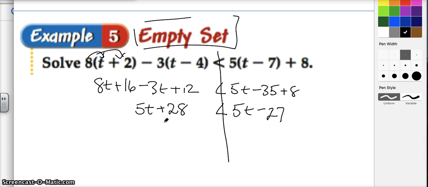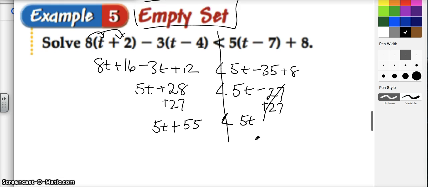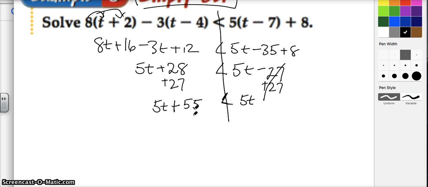So I'm going to add 27 to both sides, maybe, to get rid of that. When I do that, I have that 5t plus this thing here, which is going to be 55, is less than 5t. Already something's flaky going on. 5t plus some other number that's huge is going to be less than 5t itself. And right now you're thinking, well, maybe t is negative. But still, how can you add something to one thing and then it be less than that same thing without the addition? Let's keep going.